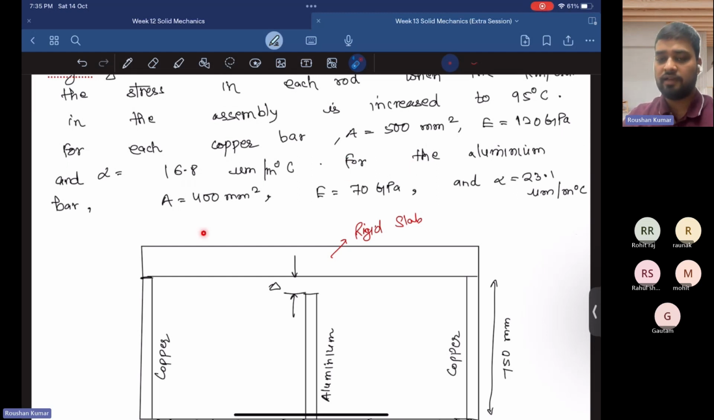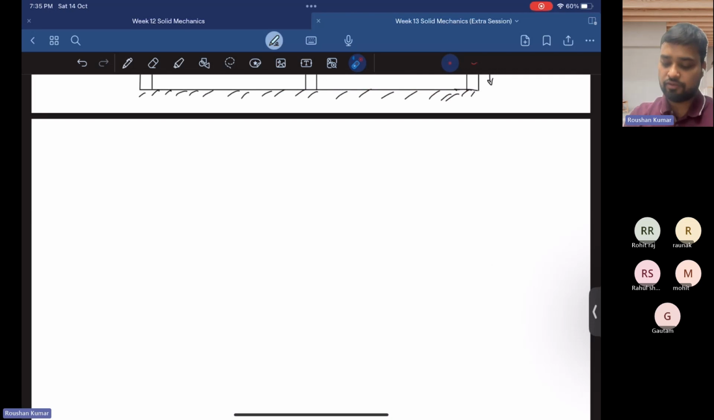For the aluminum bar, the area is 400 mm square, Young's modulus is 70 gigapascal, and alpha, that is the coefficient of thermal expansion, is 23.1 micrometer per meter degree Celsius. So let's begin with the solution of this question.